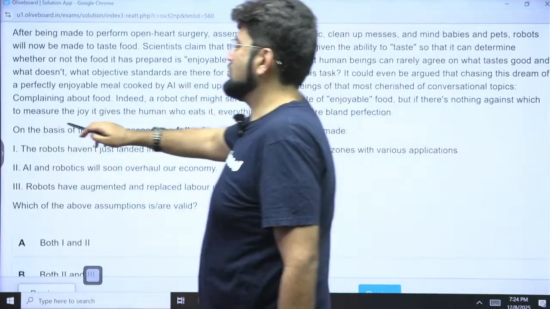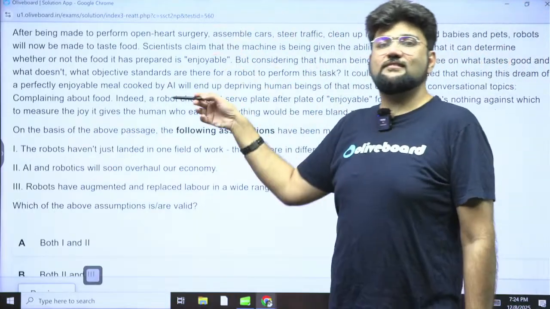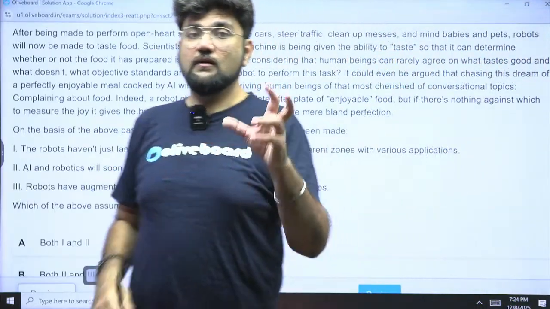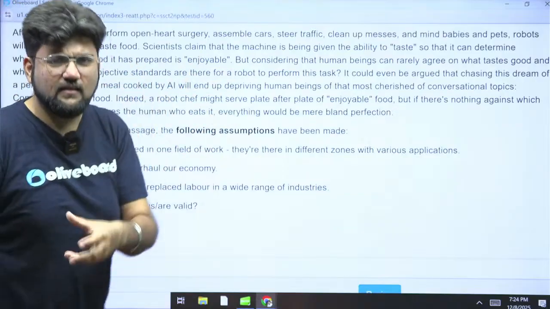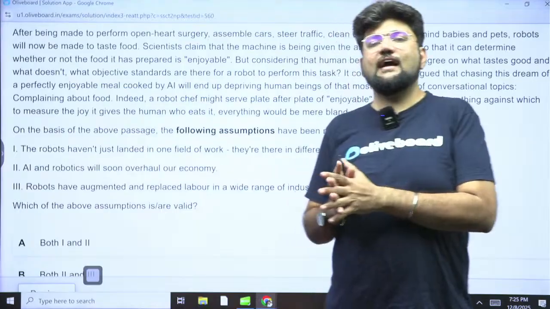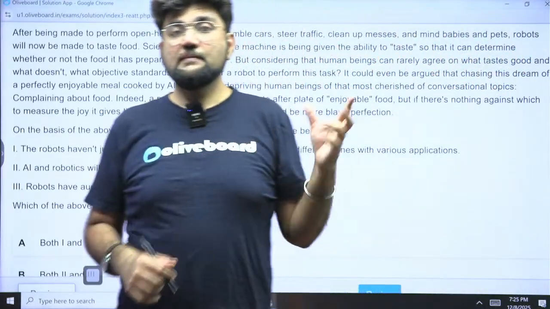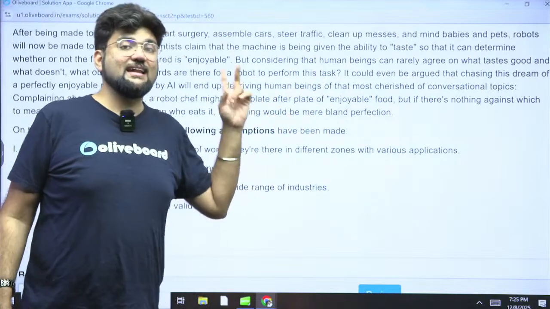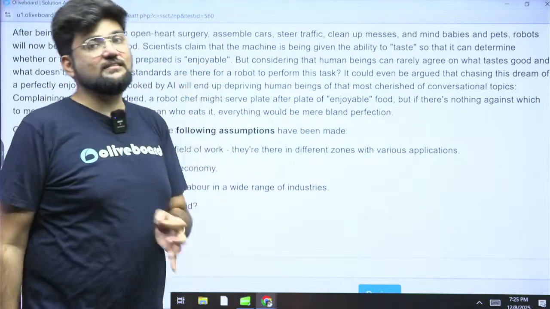Now the question is, on the basis of the above passage, the following assumptions have been made. So while reading this passage, please think what the author might have assumed, which he was so sure of, so basic, so obvious that the author need not write it in the passage itself. He thought that probably my readers are going to understand right away what I am thinking of. It always has to be an obvious thing, and it can never be embedded in your passage. It always has to be implicit, never explicit.